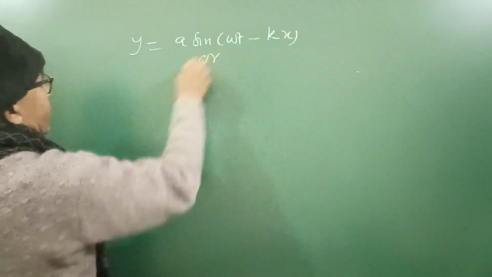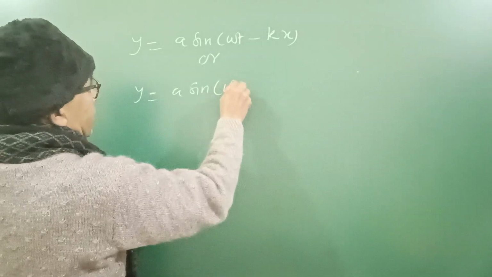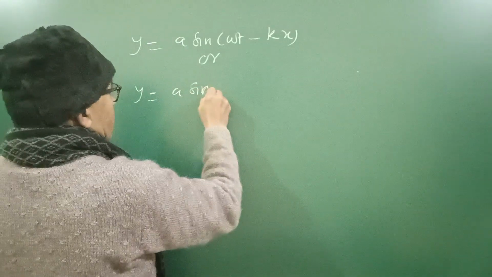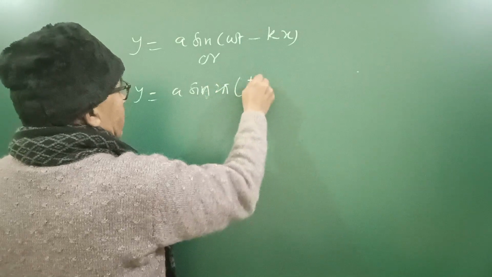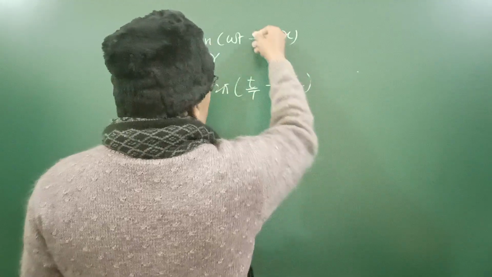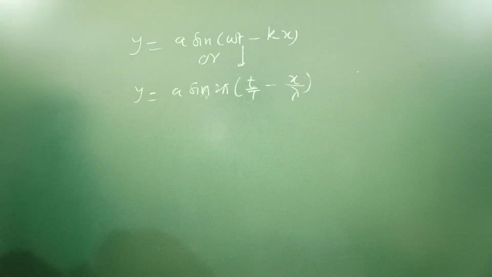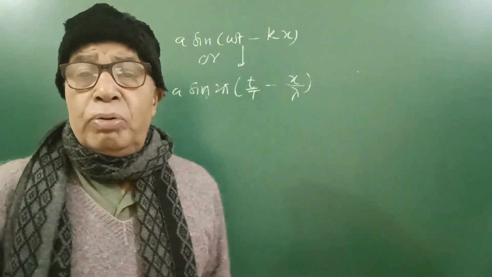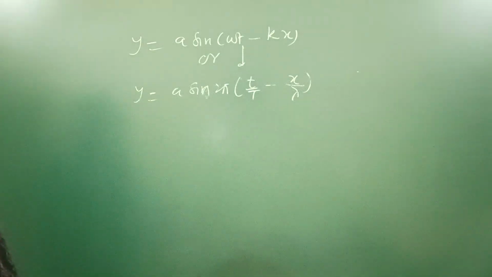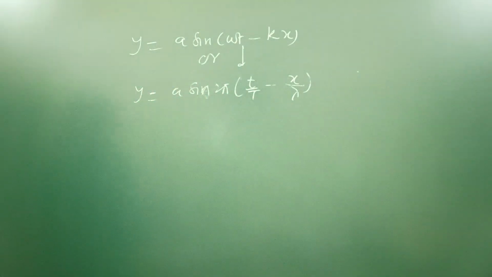Or we can write this as y equal to a sine omega t, y equal to a sine 2 pi t upon T minus x upon lambda. These equations are the same thing. So I told you that this is an equation of progressive wave. And what is y? What is t, what is x, what is lambda, what is capital T?